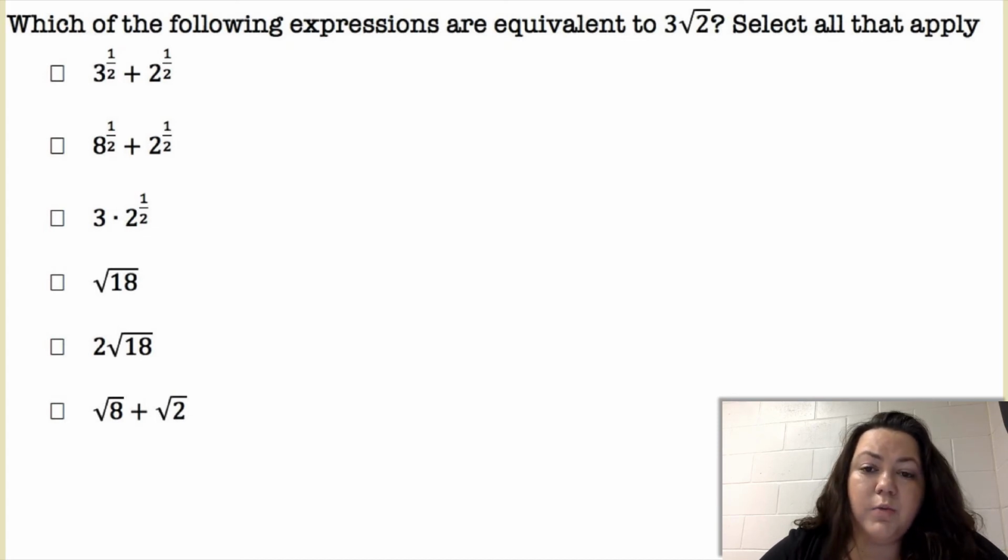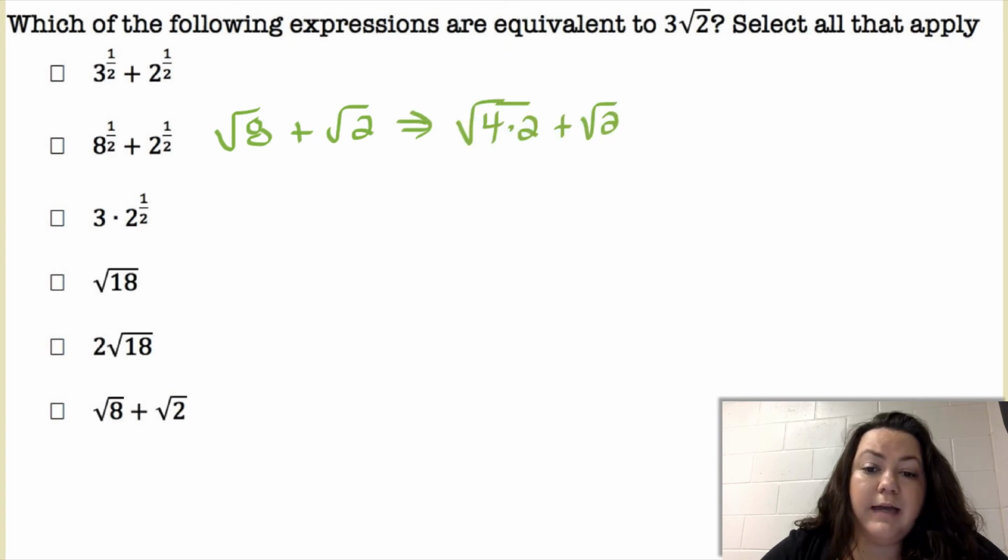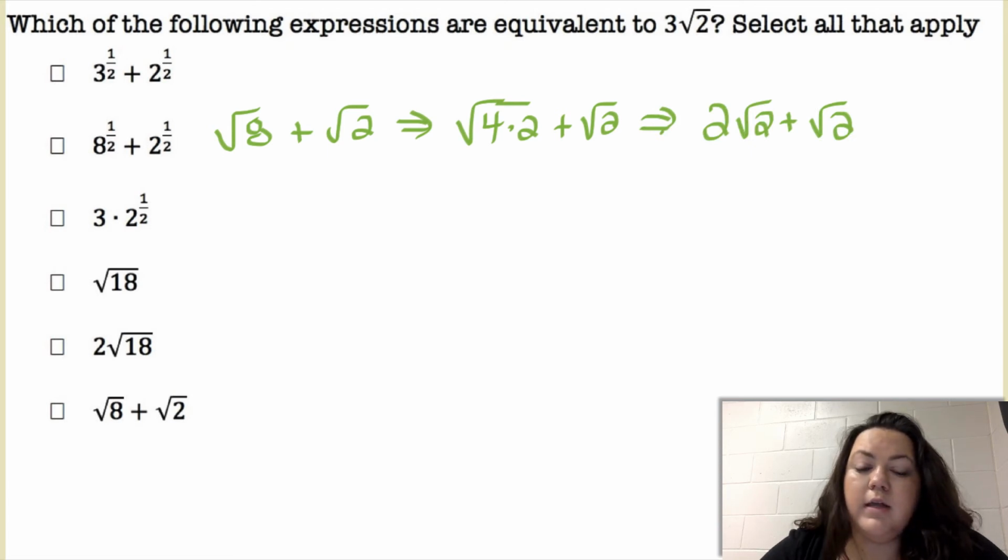I have 8 to the 1/2 plus 2 to the 1/2. So I really have the square root of 8 plus the square root of 2. Well, the square root of 8, I can break that up so that I have the same radicand, and then I can combine them. So I could break that up into 4 times 2 to get 8. So that'd be the square root of 4, which is 2, and then the square root of 2. So I have 2 square root of 2 plus the square root of 2. If I have 2 square roots of 2 plus another square root of 2, that gives me 3 square roots of 2. So that one is equivalent.